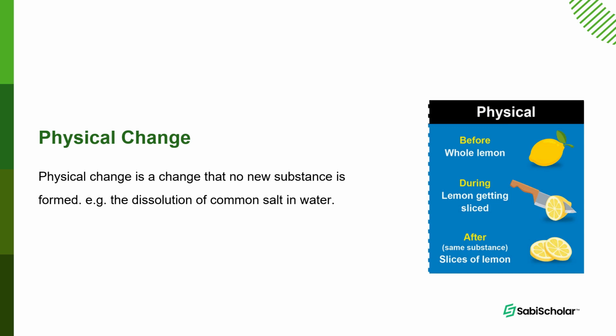Let's look at this diagram. We have a whole lemon, okay? When you slice it, that is during the process of the change, it still remains lemon, all right? The same substance, nothing new is formed. If I melt ice, I will still get water, the same water, okay? So basically, physical change, no new substance is formed and it's usually reversible.